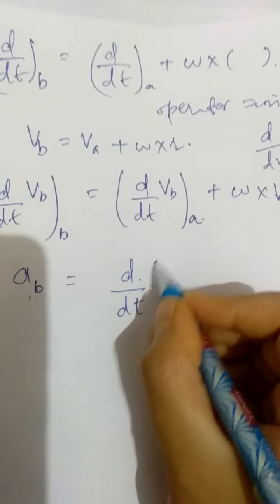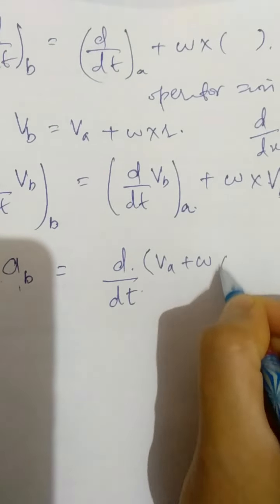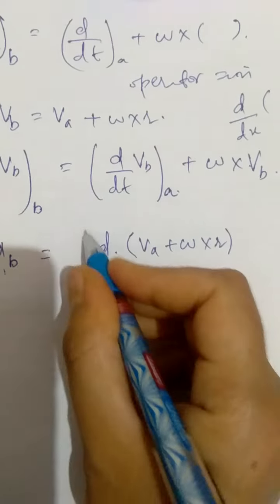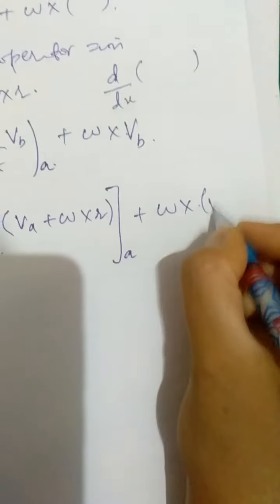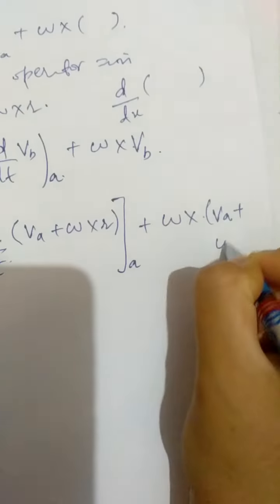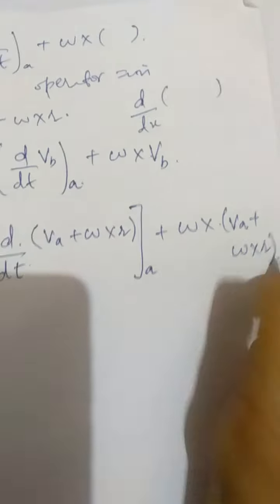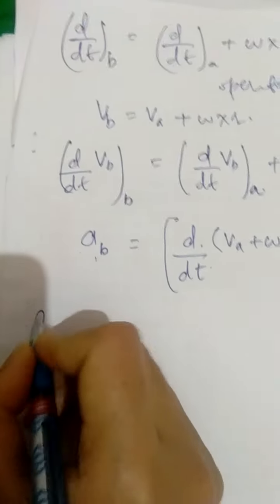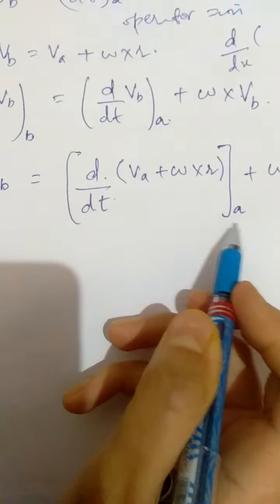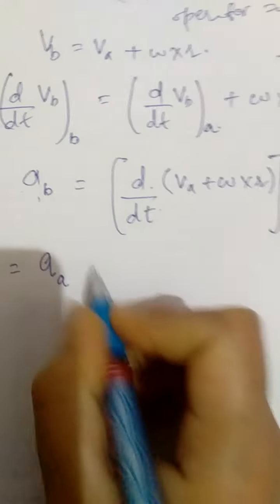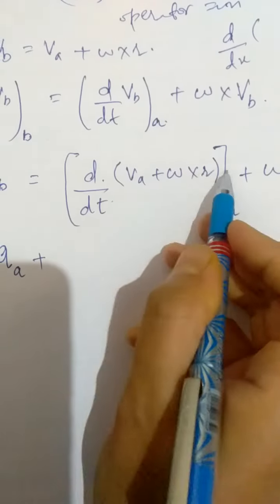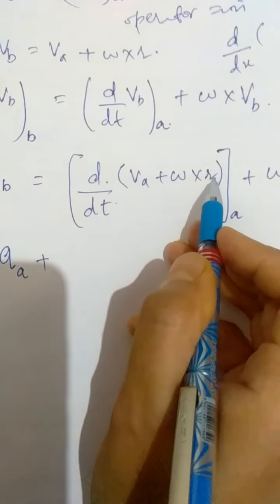So we will write d by dt of VA plus omega cross R in the reference frame A, plus omega cross, what is VB? Again it is VA plus omega cross R, right? So it is AB. Actually we are done with this. d by dt of VA in the reference frame A, now we can surely write that it is acceleration in the frame of reference A, plus we have to differentiate it twice, first with respect to this and then with respect to this.